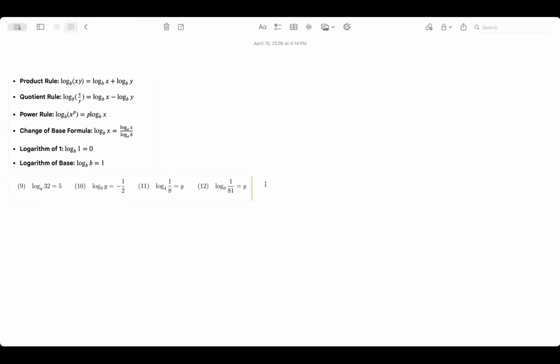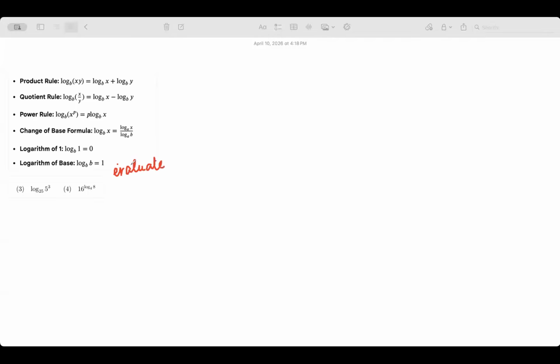Okay. Now let's go ahead and try these two. We are going to evaluate this. Best is to convert to exponential functions.